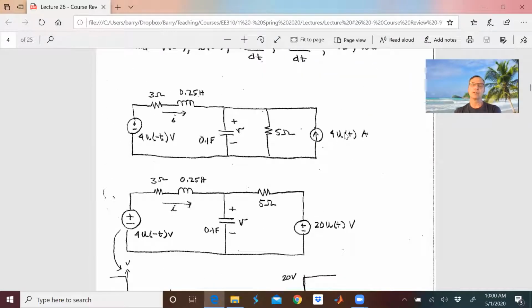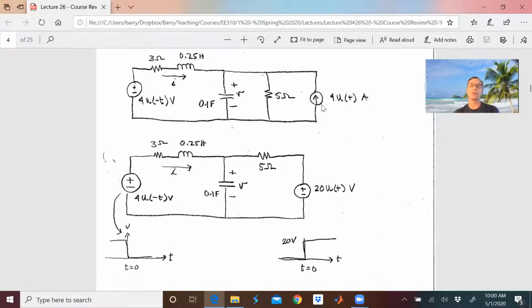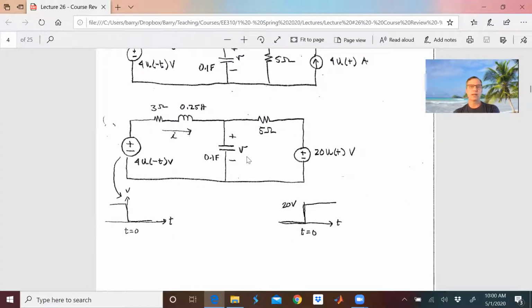I didn't like the looks of this Norton source here. So just like we've talked about in class, it's a big old hanging curveball when I see a Norton source like this. Visualize it as a Thevenin source and see if it makes the problem look easier. I did that here, and yeah, it looked a lot easier, didn't it? So I drew it this way, and of course my 4 u of t turned into 4 times 5, which is 20 u of t. I like this picture because I'm showing myself, first of all, the simplified circuit, but also what my sources are doing.